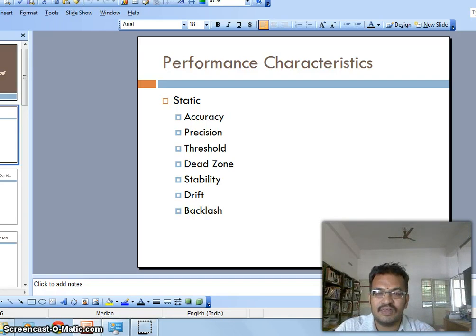accuracy. Next one is dead zone. Dead zone is the opposite characteristic of the threshold. It is the maximum value of the input to which the instrument does not respond. That is called dead zone.